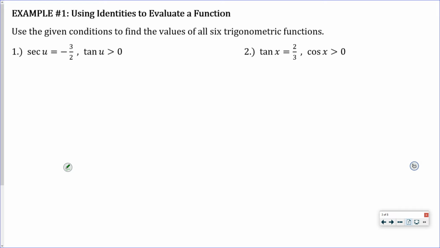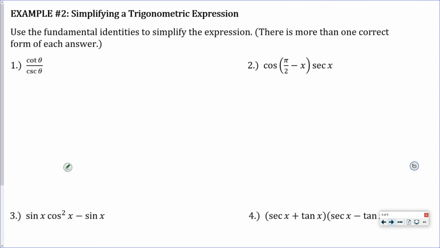Okay, so for this first one, we know the secant of some angle. Oh, another thing we do in this chapter is we throw in a lot of different variables for angles. Usually with right triangles, we use theta, okay? You're going to see x a lot. You're going to see u a lot. You could see some other Greek symbols.